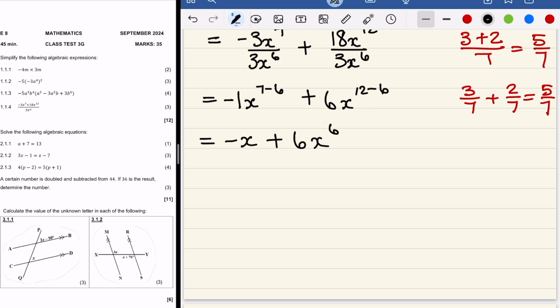Please, again, we are finished here. We cannot add these because they are not like terms. Whenever you want to add two terms, please first check if your letters are the same and the exponents are the same, which in this case they are not, because that's 6 and this is 1. Not like terms, you are done.